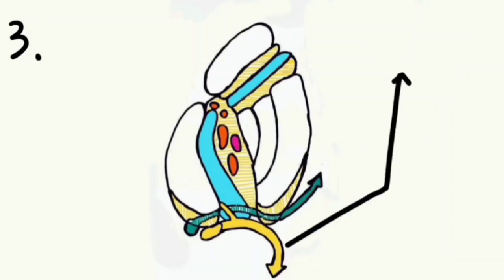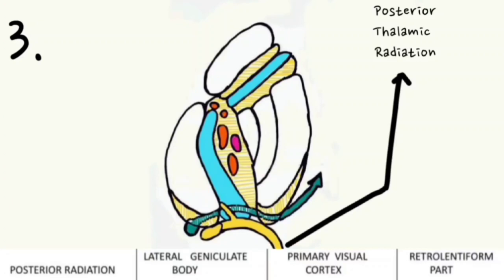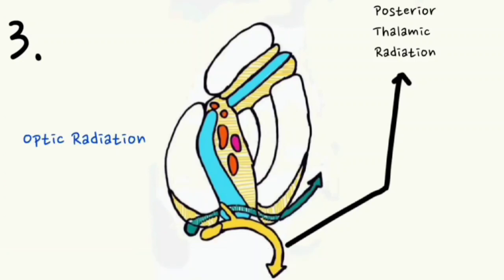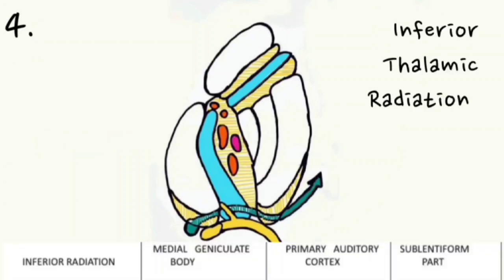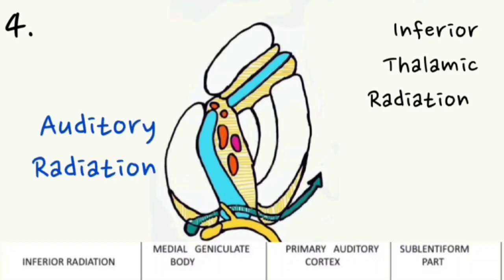Next, the posterior thalamic radiation. The fibers pass through the retrolentiform part of the internal capsule and connect the lateral geniculate body to the primary visual cortex to form the optic radiation. The inferior thalamic radiation. The fibers pass through the sublentiform part of the internal capsule. It connects the medial geniculate body with the primary auditory area to form the auditory radiation.